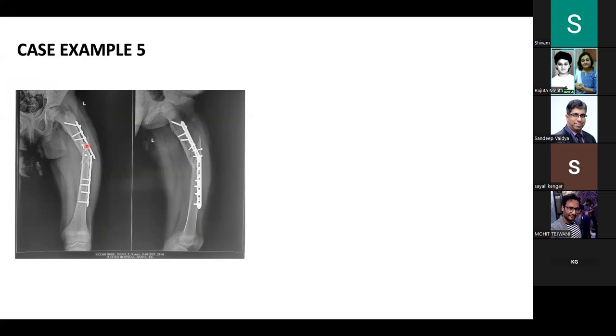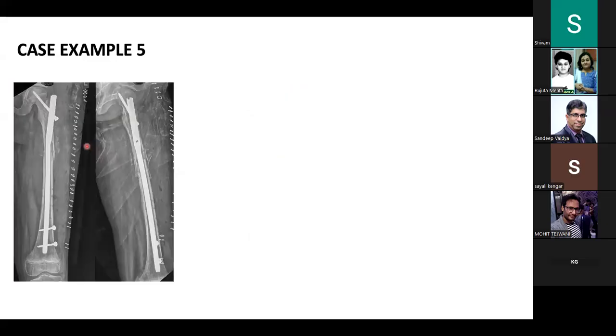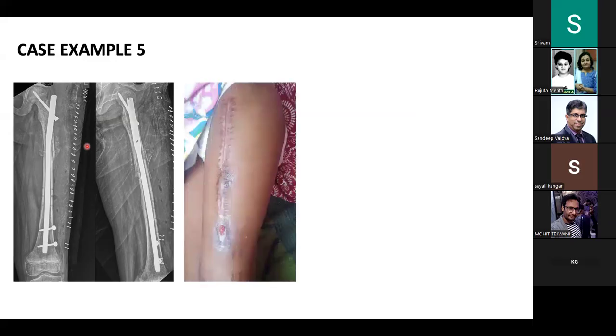and I thought that this is just a case of implant failure. So we went in, we removed the plate, we bone grafted that site, and we fixed it with an interlock nail. Intraop, we didn't see any signs of infection over there. And we sent deep cultures as well, but they also came out to be no growth. However, as luck would have it, she landed up with a post-operative infection. So you can see there is a discharging sinus here.